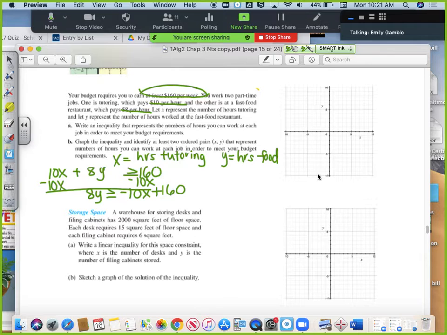And then I'm going to divide everything by 8. And I'm going to get y is greater than or equal to negative 10x over 8. I can simplify this by dividing both by 2 here. So it's going to be negative 5 over 4x plus 160 over 8 is 20.